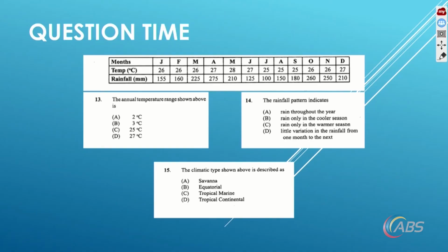Next question. The rainfall pattern indicates A, rainfall throughout the year, B, rain only in the cooler season, C, rain only in the warmer season, D, little variation in the rainfall from one month to the next. Next question. The climatic type shown above, so pay attention to the temperature and variances and the rainfall amount and if there's any big changes. Is it A, savanna, B, equatorial, C, tropical marine, or D, tropical continental?